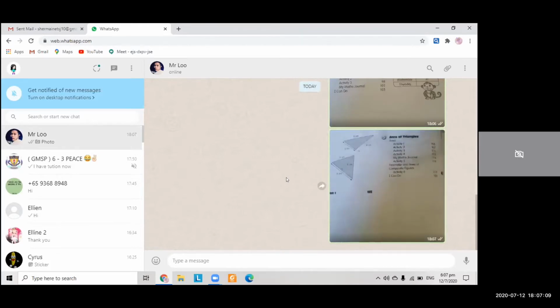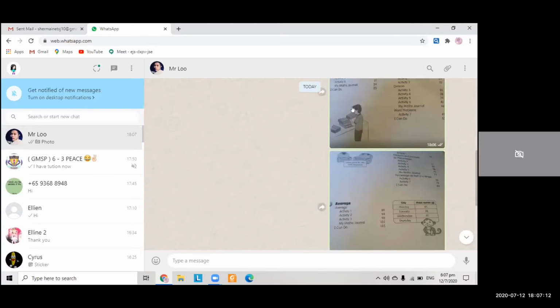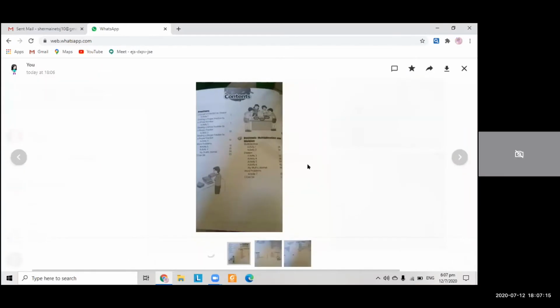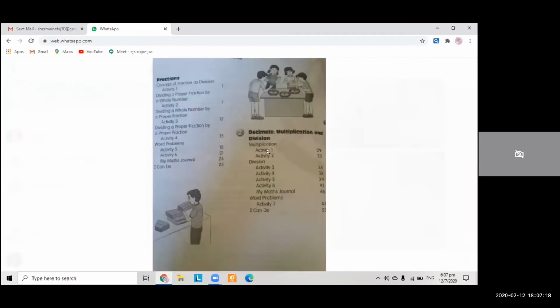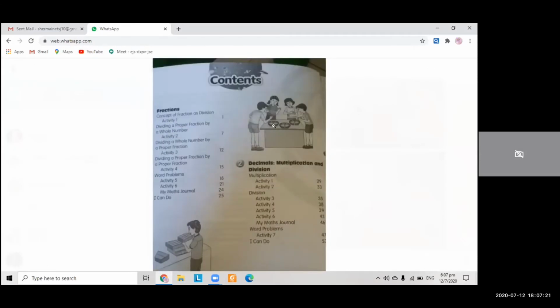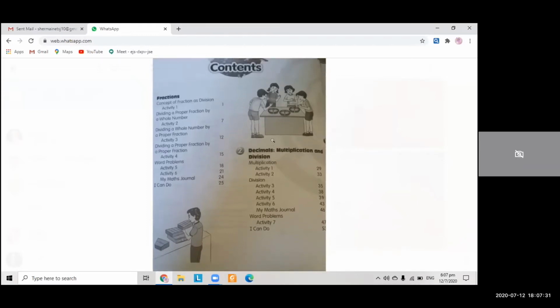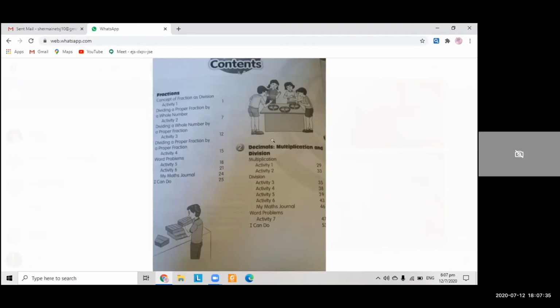Okay, just click on the first one. Zoom in. Okay. First chapter is fractions, right? Then the second one is decimals. So you need to know how to do multiplication and division. Is this your textbook? This is my workbook. Okay, workbook. In your workbook you have word problems, like page 15, word problems, activity 5 and 6 and all this.